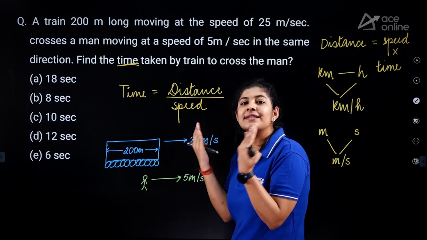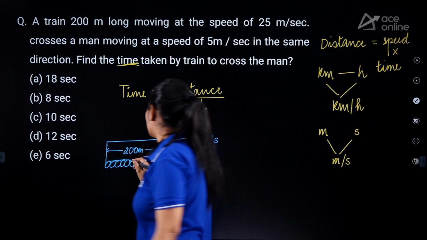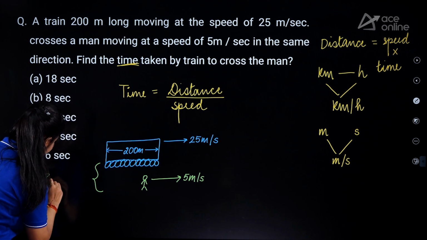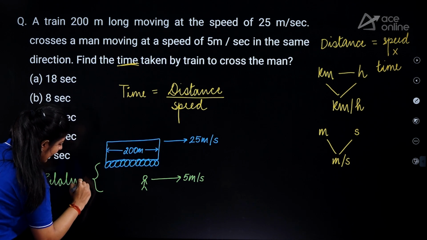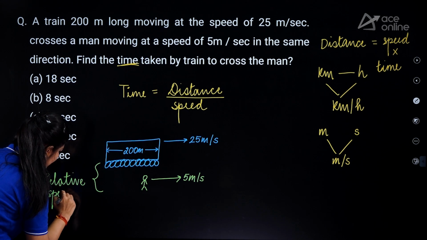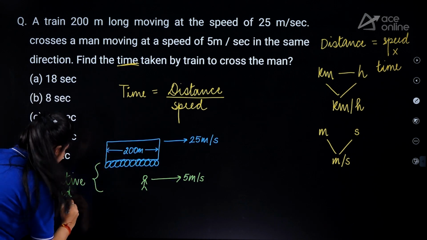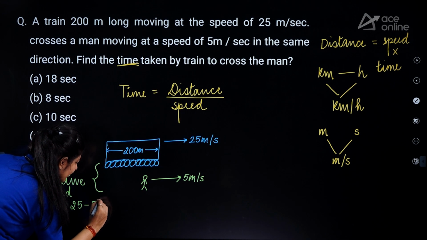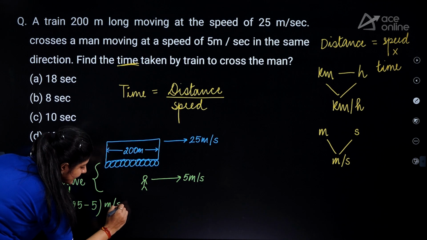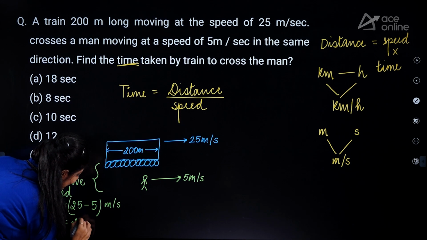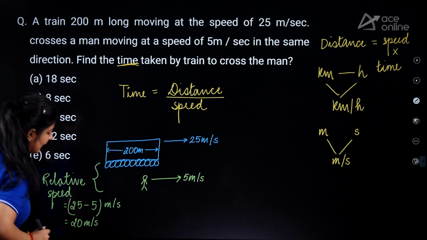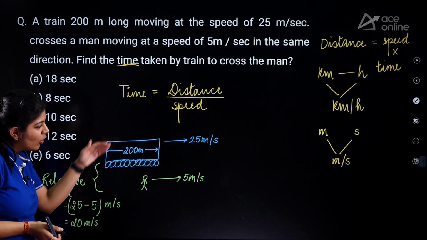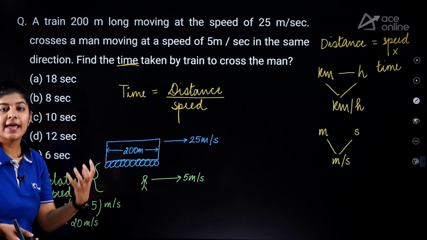That means we need to subtract the values. So from these two combined values, I can say that my relative speed for this particular concept is nothing but 25 minus 5, and this value is in meter per second. So the relative speed that I am getting is 20 meter per second. Why am I subtracting the values over here? Because they both are in the same direction.